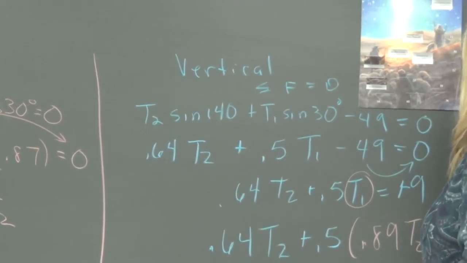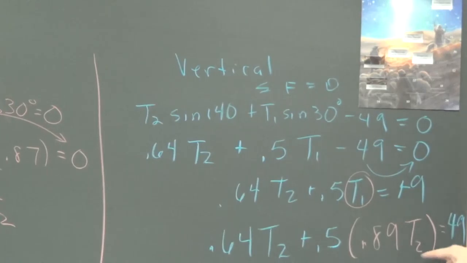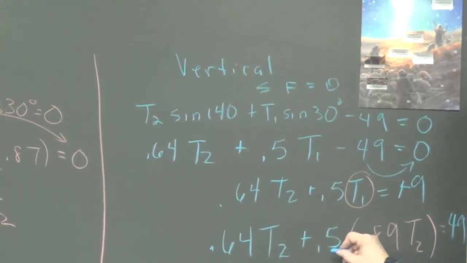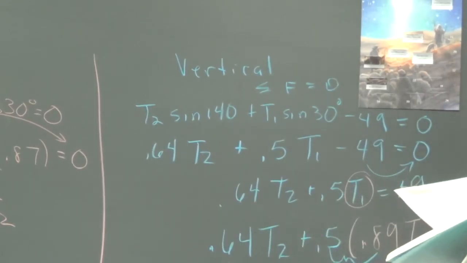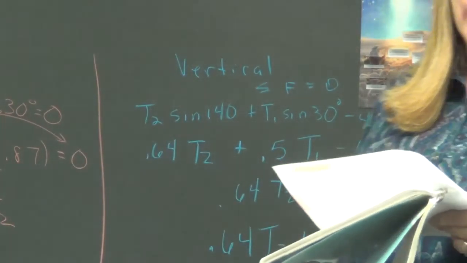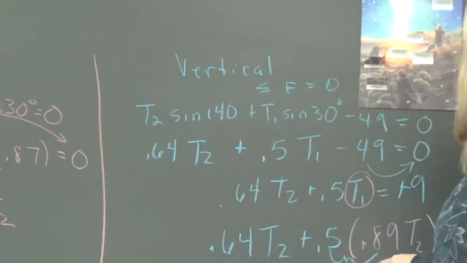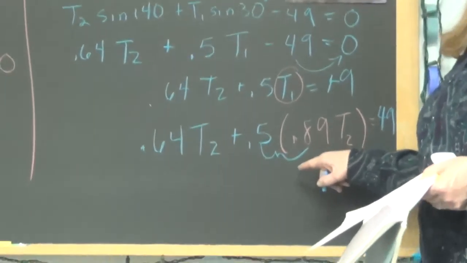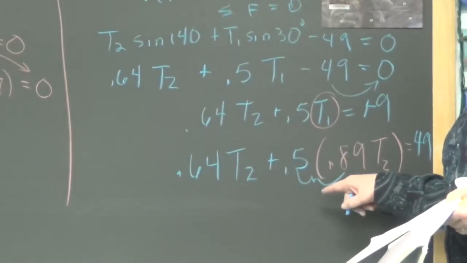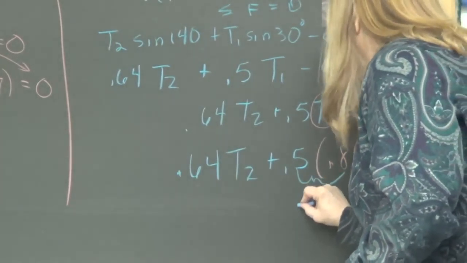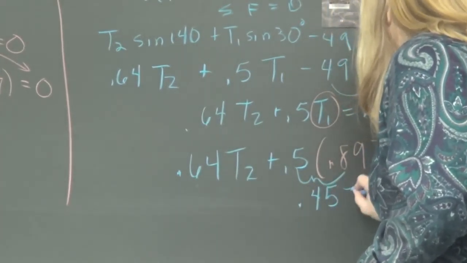Did you add them? We can't add these. These are like terms. Okay, so multiply 0.5 times 0.89. What's that? It's 0.445. Okay, all right, 0.45 T2.